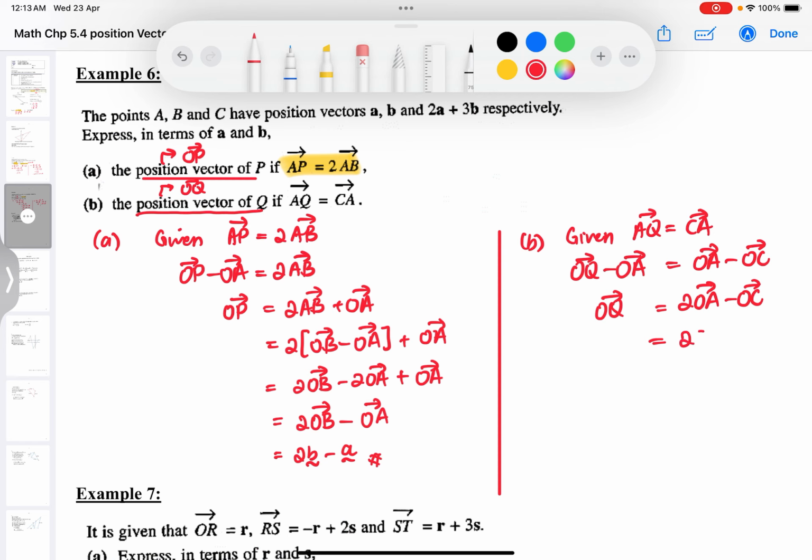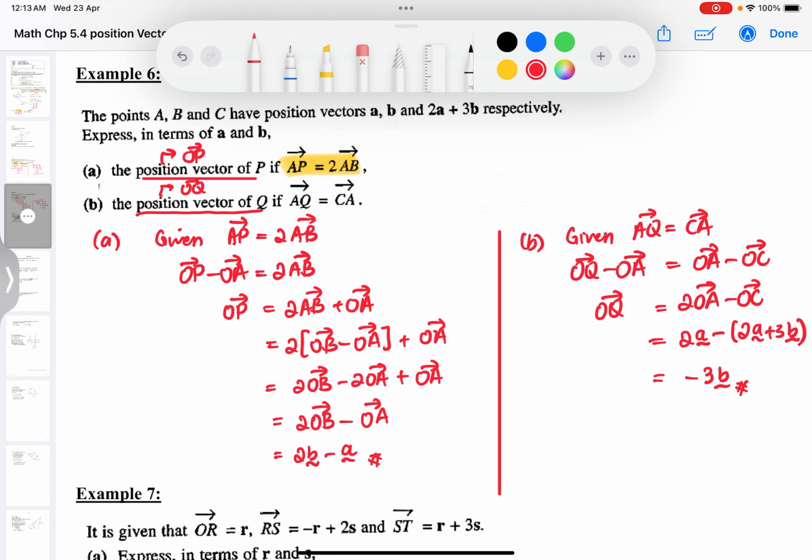And then OA is given by small letter a, OC is given by 2a plus 3b. But because it's a negative sign, we must remember to put the bracket around this, and then expand this. 2a will minus with 2a. My answer will be negative 3b.